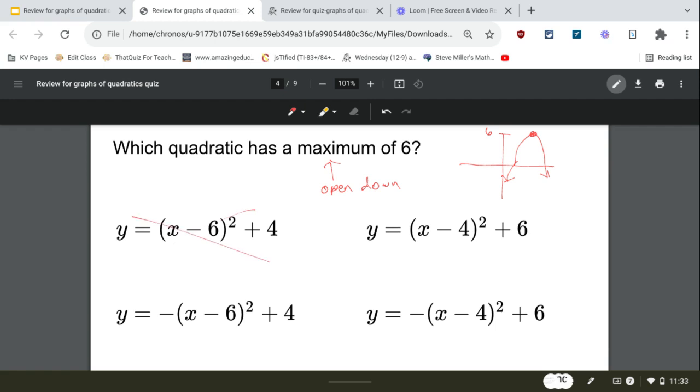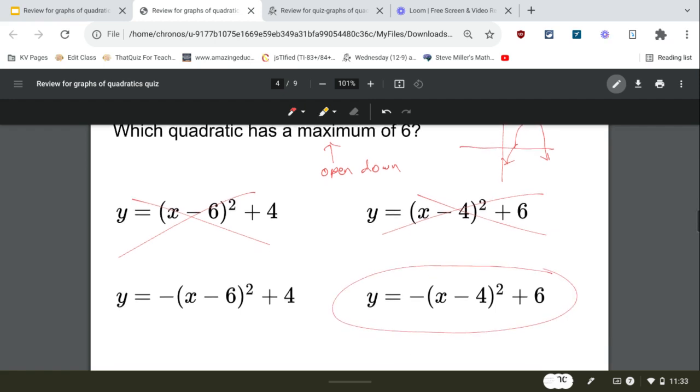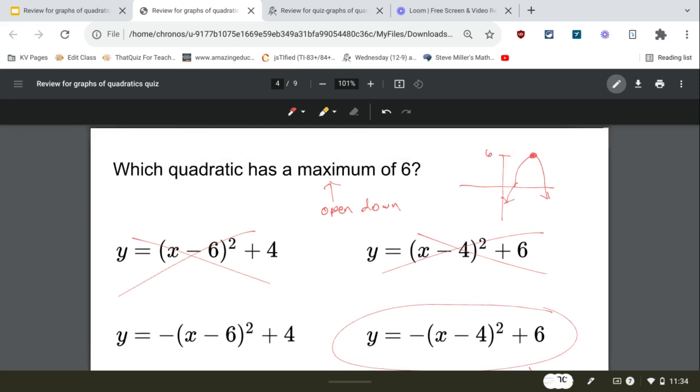All right, those two do not open down. It's going to be this one right here. The vertex of this one, if you want to graph it to see, is going to be (4, 6). There we go. That's the graph of that function.